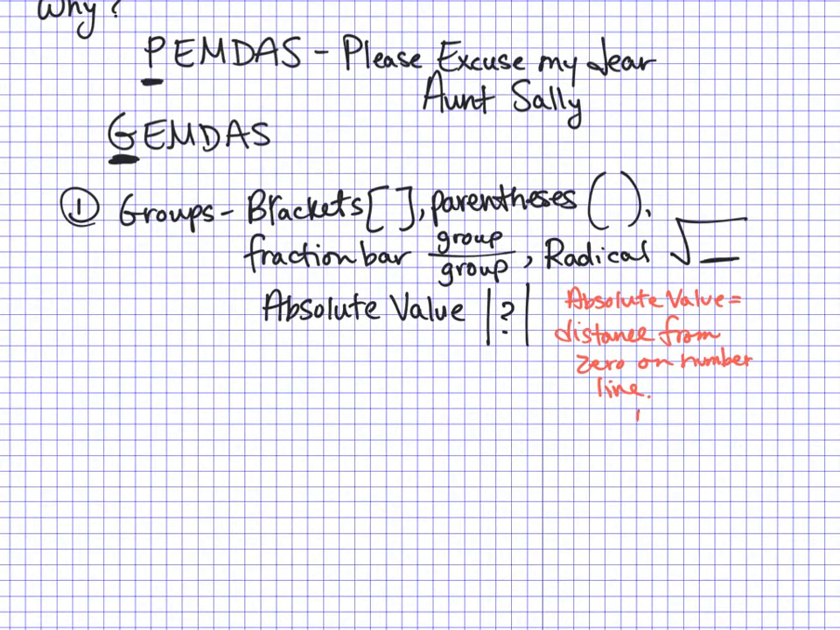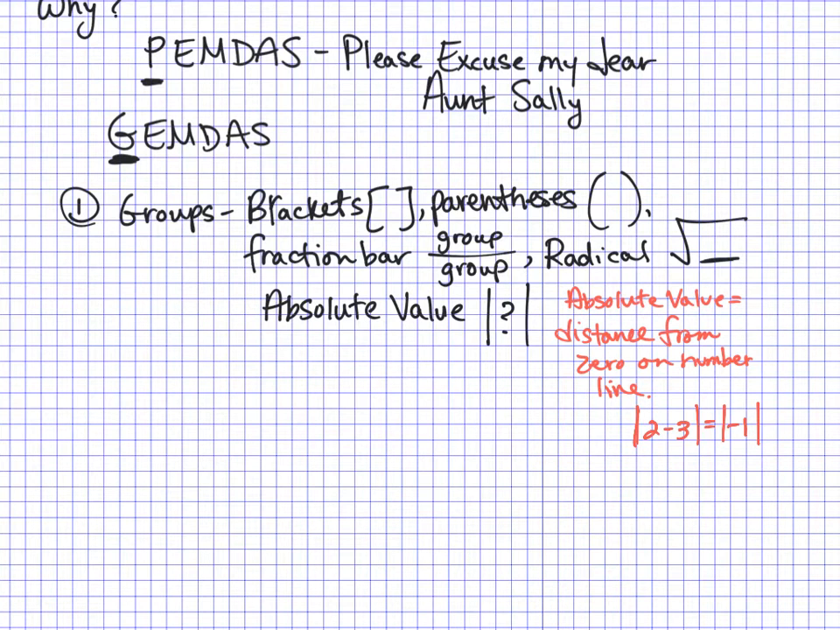So for example, if I said, well, the absolute value of 2 minus 3, what's inside those absolute value symbols is going to be considered a group. So we're going to do that operation. 2 minus 3 is negative 1.